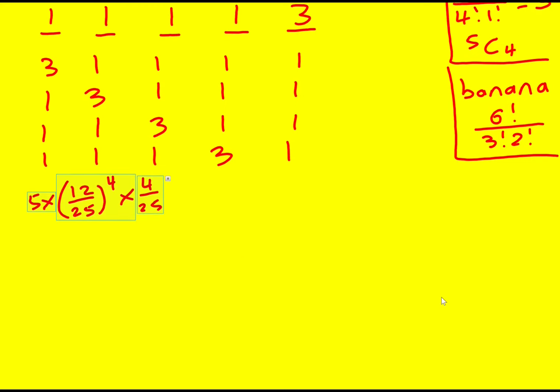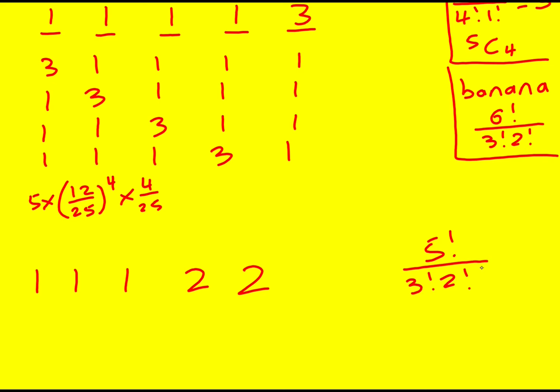Well, what if I introduced a 2 into the proceedings? 1, 1, 1, and then a 2, and then we'd have to have another 2. So we can also arrange our objects in this way. In fact, we've now got 5 objects, so 5 factorial. 3 of them are the same, and then another 2 of them are the same.